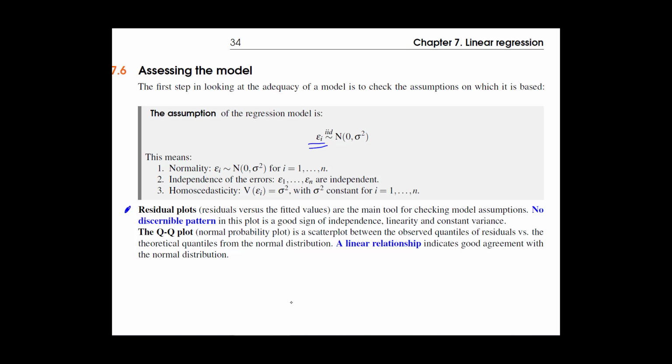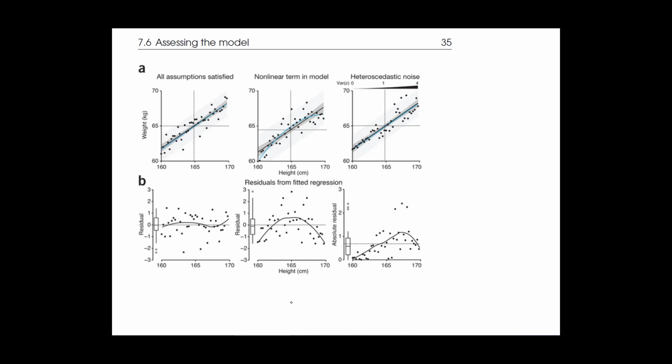But the thing you're looking for is that there are no patterns in the residual plot. These are examples of good residual plots. In the top row you see the regression line and the data. The dots are the data, the line is the regression line. The shaded areas, don't worry too much about them, they're just confidence bands. Anyway, the top row is the model, the bottom row is the residual plot.